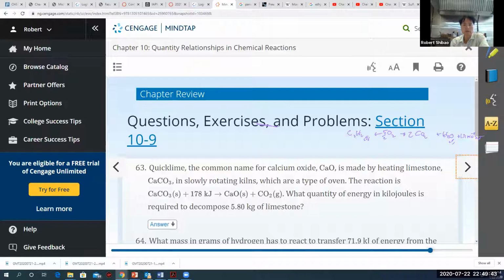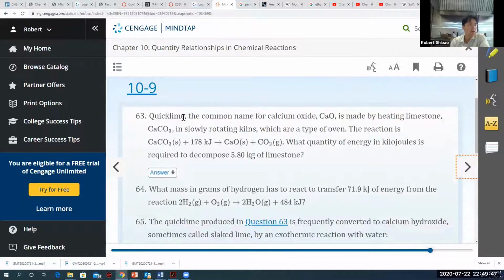All right, this is energy stoichiometry problems. So let's take a look at these. Quicklime, the common name for calcium oxide, is made by heating limestone, calcium carbonate. So this is what the Romans did, you know, and for concrete. I think I talked about this. This is highly endothermic, so they needed high temperature kilns.